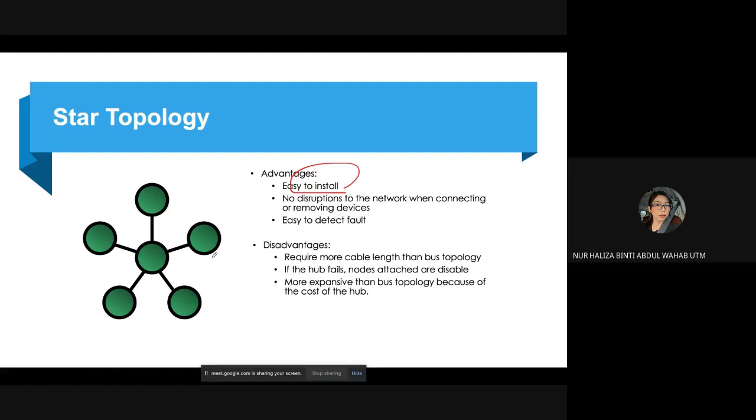Okay, next are the disadvantages. So you can see that under star, you need to have more cable because you want to connect every single device to the central node. And if your central hub breaks down, your entire network will also fail. And of course, as it requires more wire, it's going to be expensive.